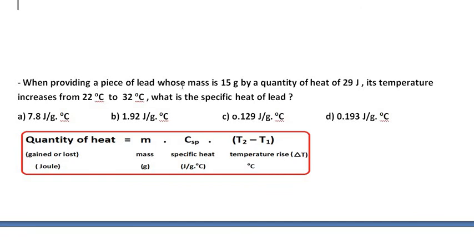A piece of lead whose mass is 15 grams is provided with a quantity of heat of 29 joules, and its temperature increases from 22 Celsius to 32 Celsius. What is the specific heat? The specific heat is needed. The quantity of heat is given as 29. The mass is 15 grams. T2 minus T1: this is T2, 32, and this is T1, 22. So 32 minus 22. T2 minus T1 is called delta T. So divide the quantity of heat by m times delta T.